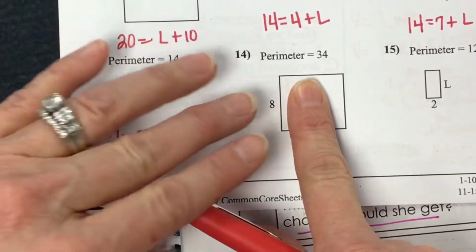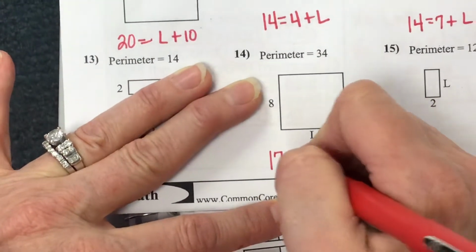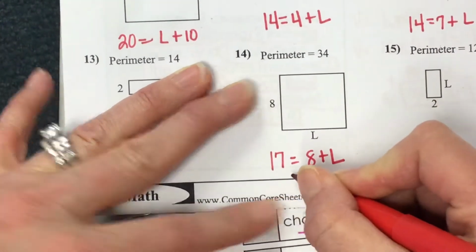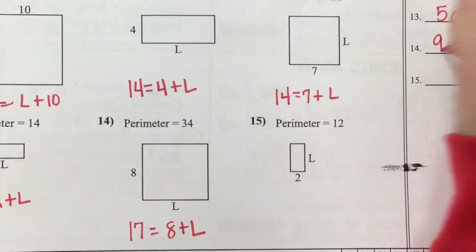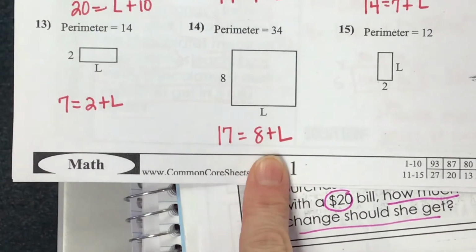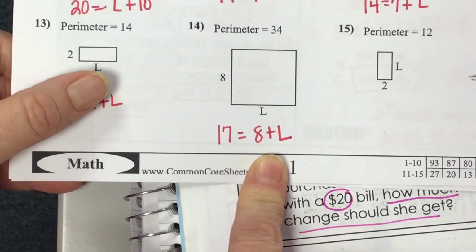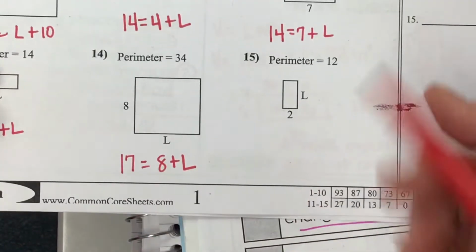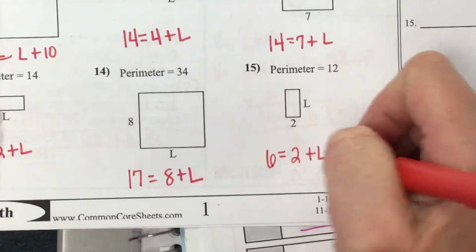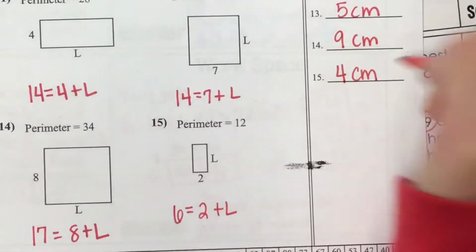The perimeter is 34. Half of that is 17. 17 is equal to 8 plus the length. 8 plus 9 is 17. So you get 9 centimeters plus 8 centimeters is 17. When you double it, your perimeter is 34. And then the last one, the perimeter is 12. Half of that is 6. 2 plus 4 is 6, so your missing side is 4 centimeters.